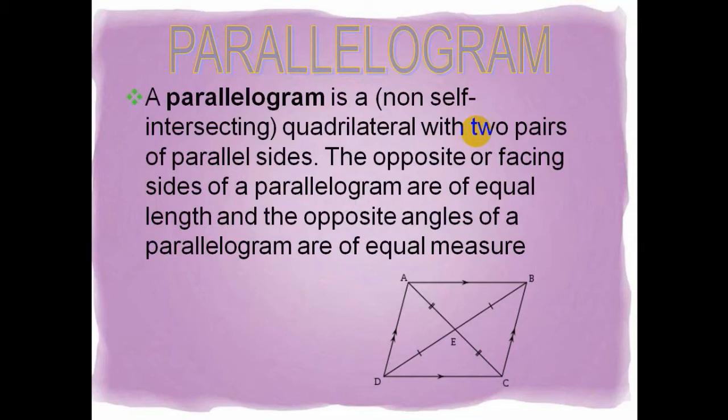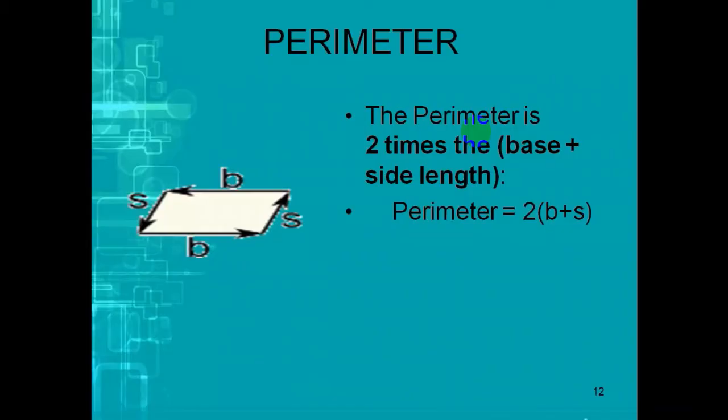Now how to find the perimeter and the area for the parallelogram. Perimeter of parallelogram. The perimeter is 2 times the base plus side length. Suppose you see over here in this picture, this is a parallelogram. This is the length and this is the width. So this is the base, meaning the length, and one of the width sides. So 2 times the base plus side length is called the perimeter. So 2 into b plus s is called the perimeter.